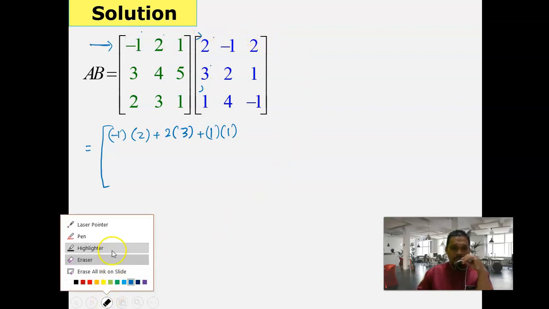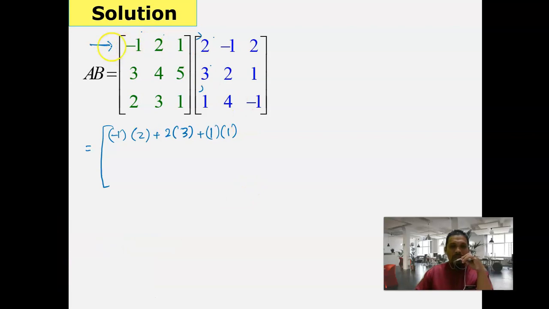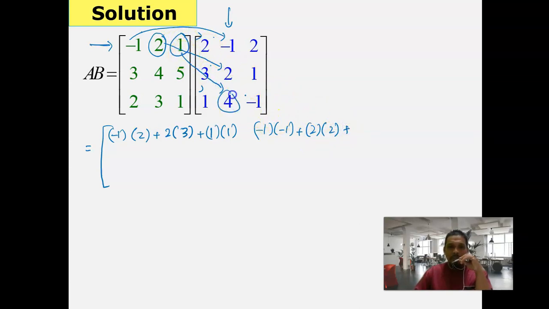Now, we're focusing on entries again in row number 1 of matrix A, but right now we are making the operation with the entries in column 2. So again, -1 multiplied with -1, plus 2 with 2, and then plus 1 multiplied with 4.